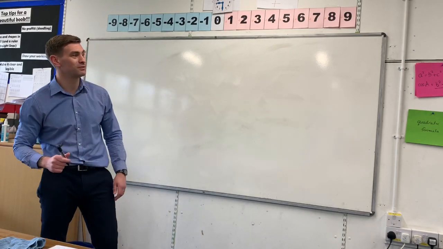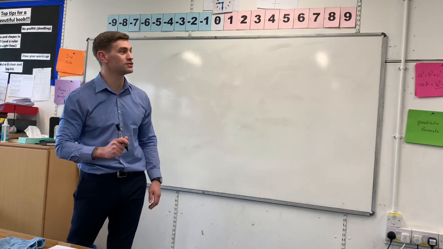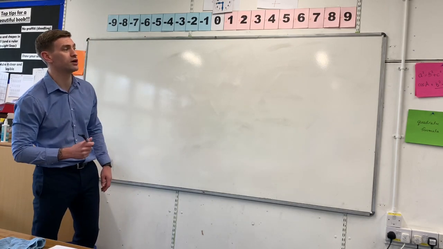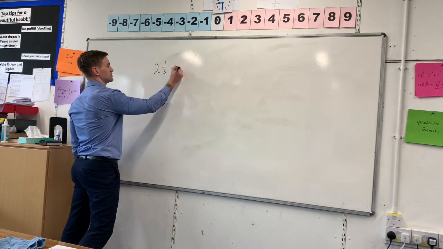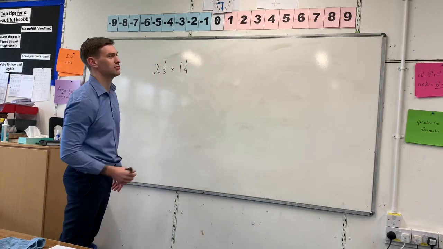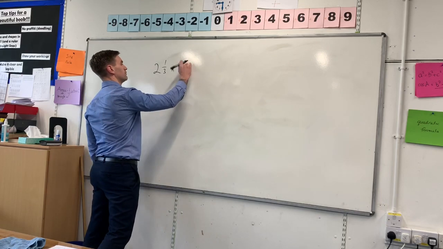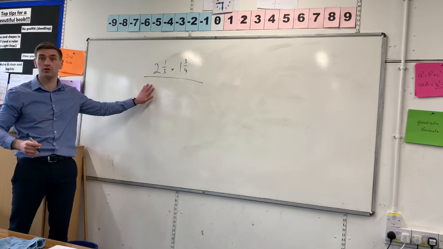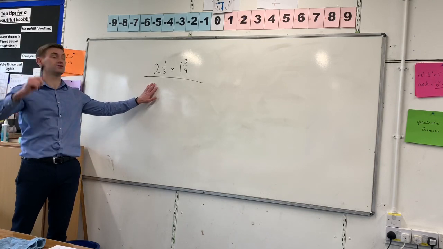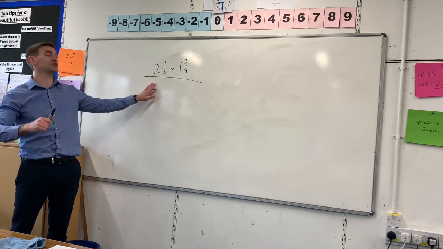Right, let's go through. Let's start at number 1. So it's multiply. I've got 2 1/3 times 1 3/4. There you go. Right, so as we know, first off we need to convert this to improper. Boggis, do you know how to do that?